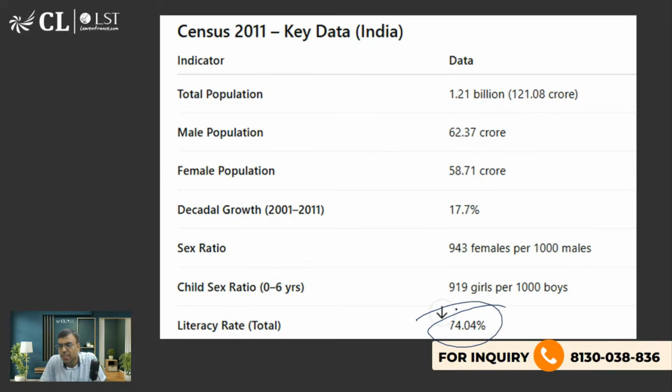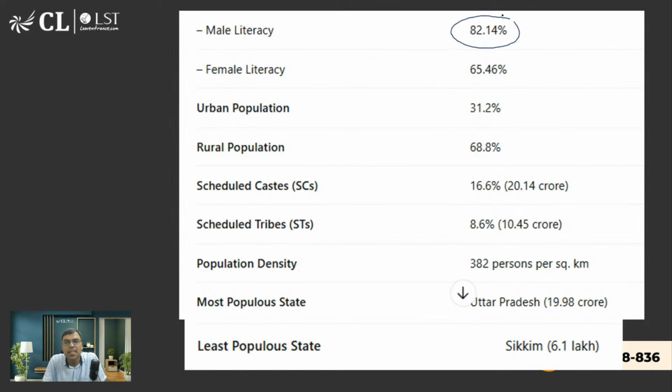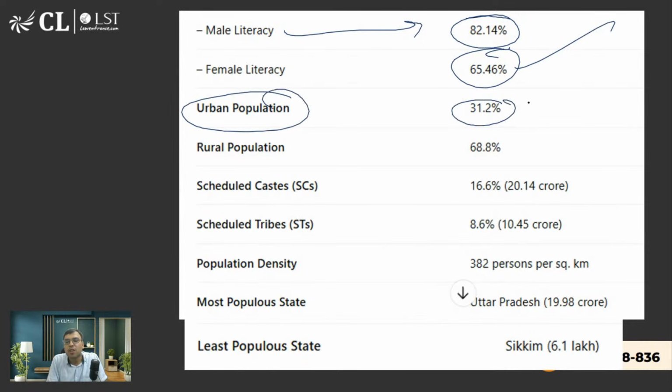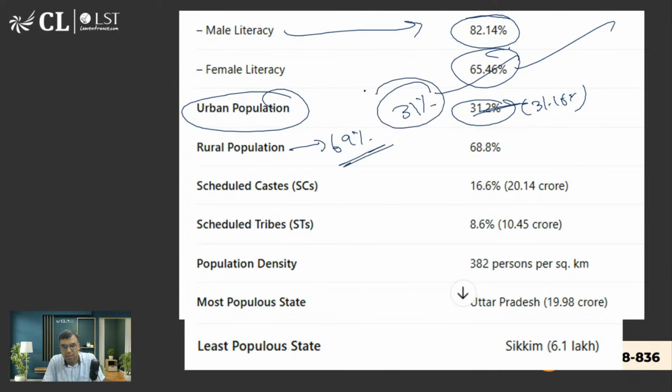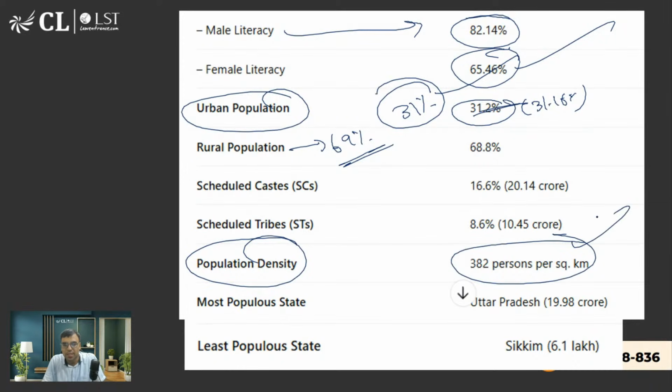Literacy rate 74%, and male literacy was more, 82%, and female 65.46. Urban population was 31.2, exactly 31.16, but if you remember 31 it will work. This is 31, rural population is 69. Okay, so this will also do. That's it, right. Population density was 382 per square kilometer.